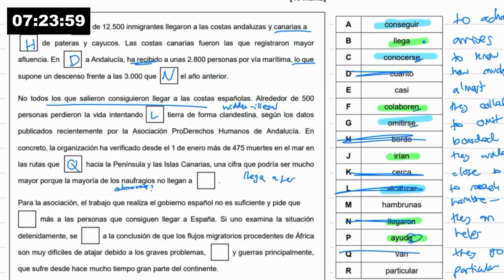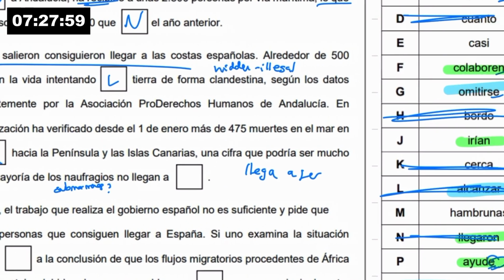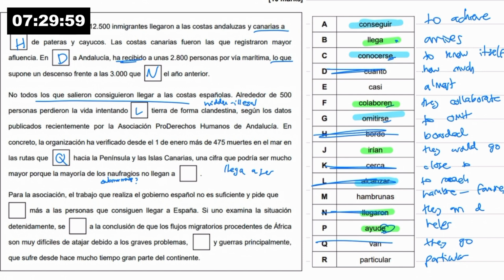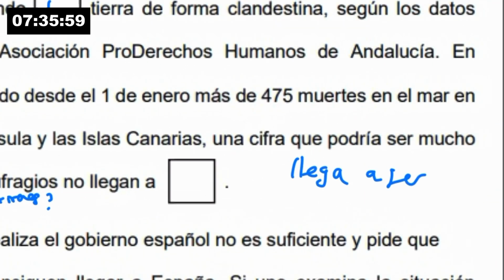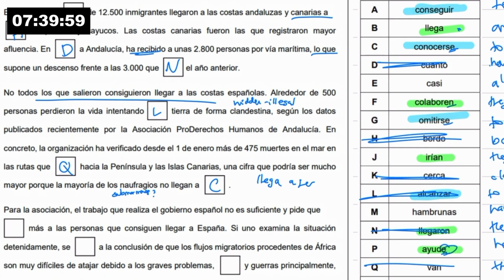C or A. Conocerse, llegan a conocerse. Conseguir is like to achieve or to get. It's not even reflexive there. But conocerse could have other meanings because it's reflexive. I'm gonna put in conocerse. Reflexive verbs tend to have more complex meanings.